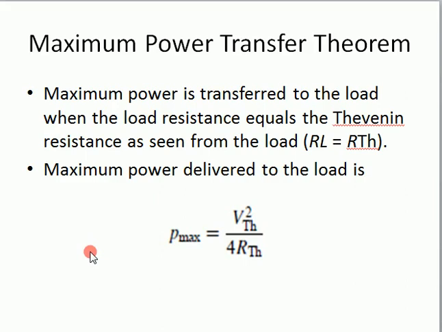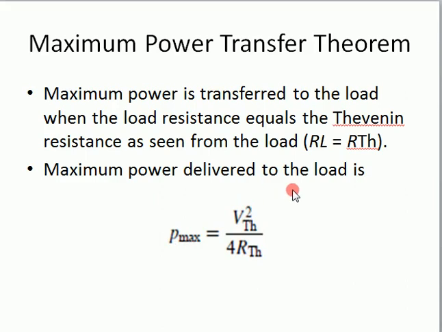And how can we find the value of that maximum power delivered to the load? P maximum is equal to V Thevenin square over 4 R Thevenin. So in order to find the maximum power delivered to the load, we have to solve the circuit by using the Thevenin theorem. Why? Because we need V Thevenin and R Thevenin. So first of all, we will solve the circuit to find these two things, and after that we will find the maximum power.